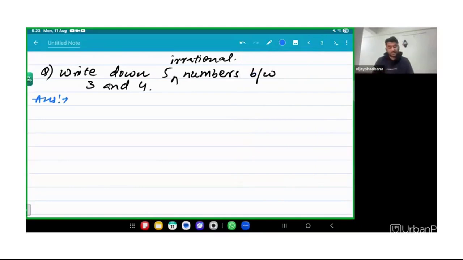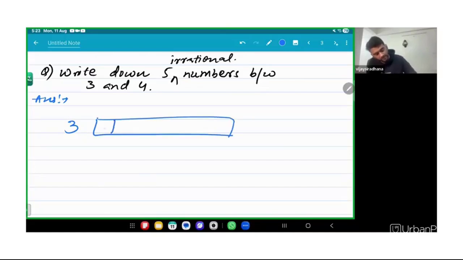You might know that these 5 numbers will be somewhere between 3 and 4. So what is there between 3 and 4? It might be 3.1, 3.2, 3.3, 3.4. It might be 3.11, 3.12, 3.33, anything like that, right?